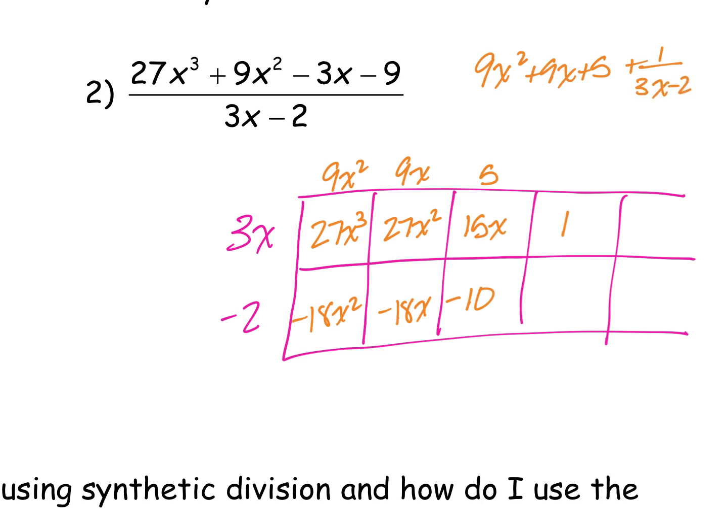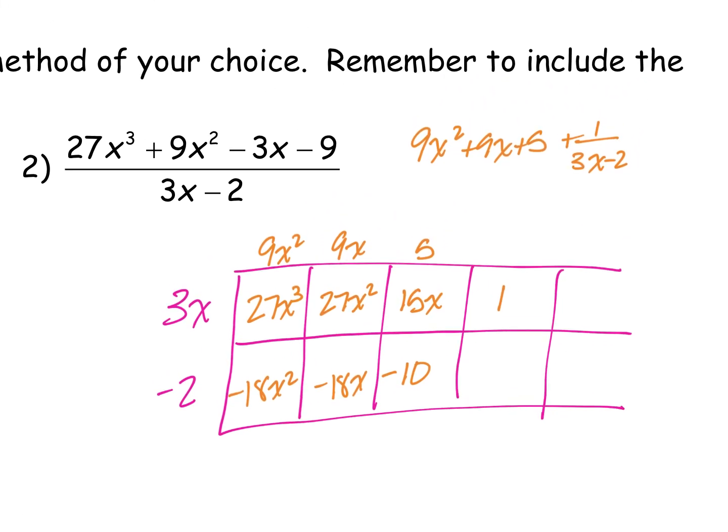Wait, can you say those numbers one more time, please? Could you scroll up? Oh, I'm so sorry. 9x squared plus 9x plus 5 plus 1 over 3x minus 2. Okay. Everyone okay? Not too bad?